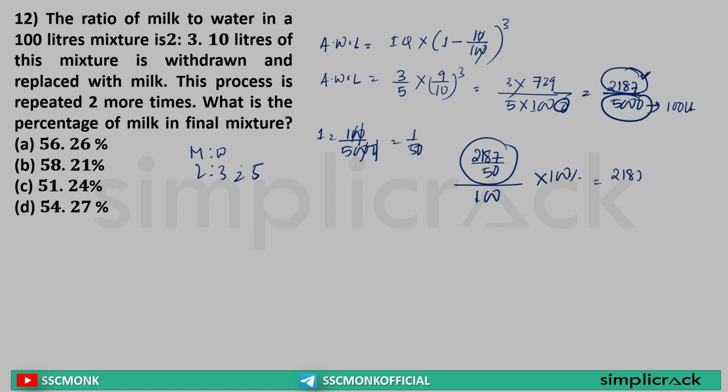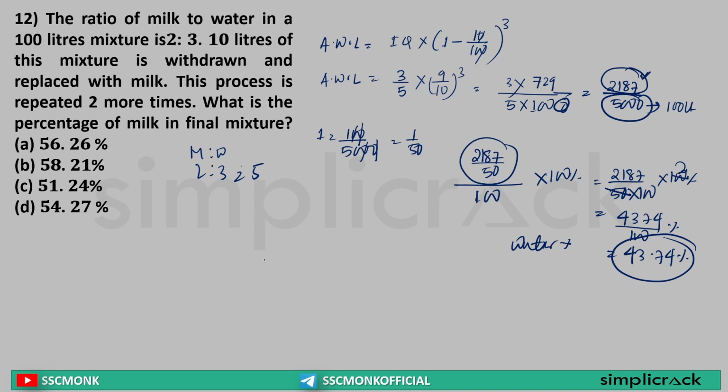This can be further written as, see, whatever I am doing is for the purpose of calculation. Now 50 to the 100, 2187 into 2 is equal to 4374 divided by 100%, which can be written as 43.74%. This is my water percentage, but it has asked my milk percentage. So milk percentage is equal to 100 minus 43.74, which is equal to 56.26%. That is option A. Clear? Very basic question. You just need to understand the right approach to it.